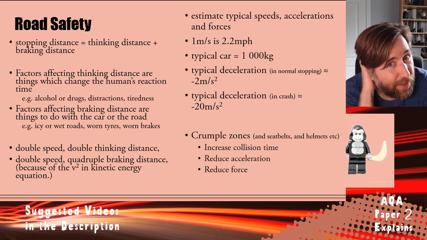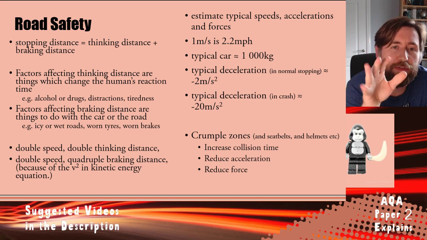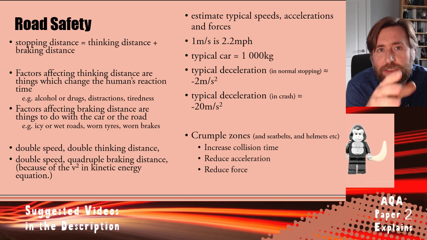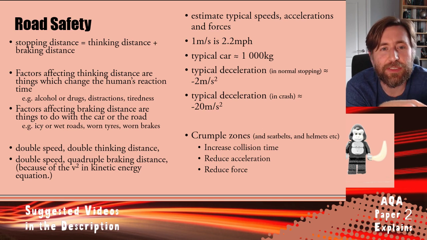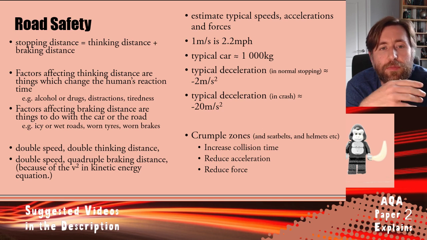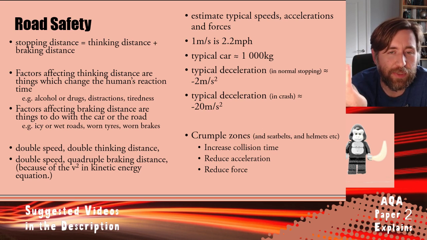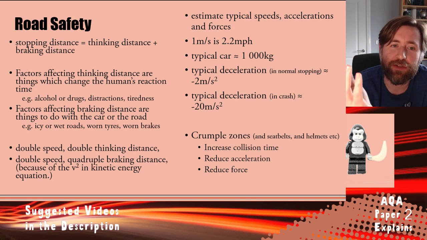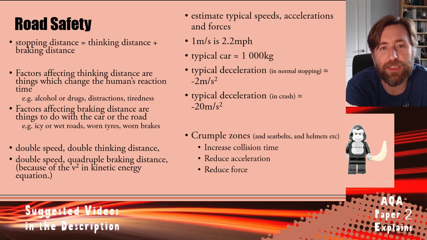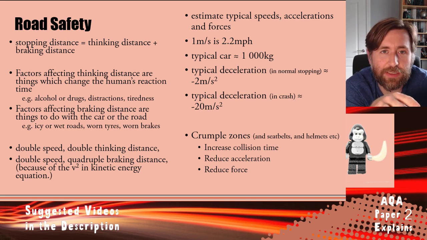So you also need to know about how to estimate some typical speeds. Now, 1 meter per second is 2.2 miles per hour. Roughly, 1 meter per second is 2 miles per hour. So if you're going at 60 miles per hour, roughly, you're going to be 30 meters per second. And a typical car is 1,000 kilograms, about a ton, maybe a little bit more if it's a big car, but a small car, like a Ford, would be a ton, 1,000 kilograms. And a typical deceleration, if you're just slowing down towards traffic lights or something, would be like -2 meters per second squared. But a typical deceleration in a crash might be like 10 times that, so 20 meters per second squared. You don't need to remember any of those, but what you do need to be able to do is to make some sensible estimations.